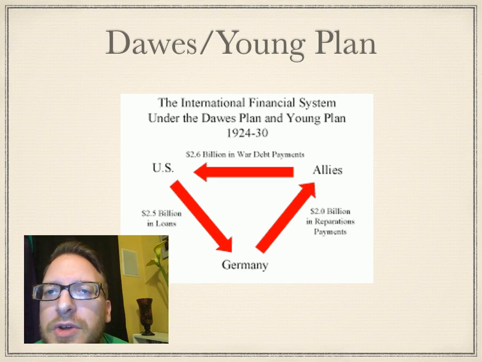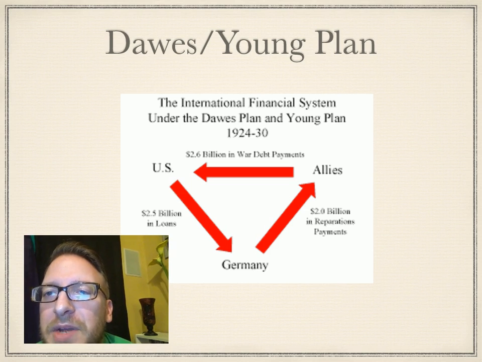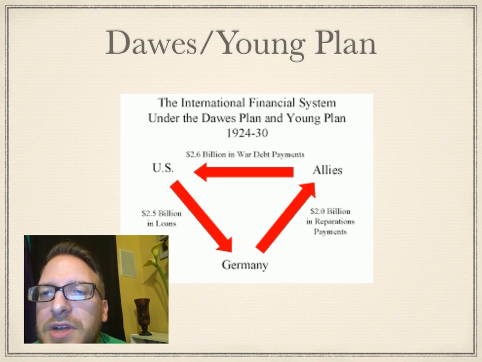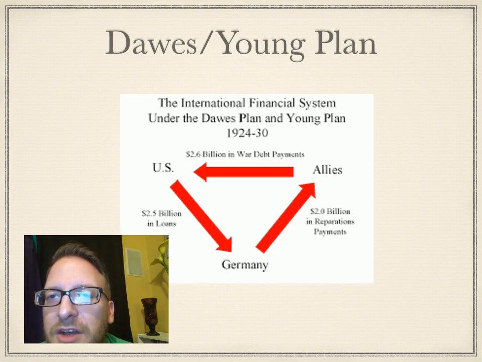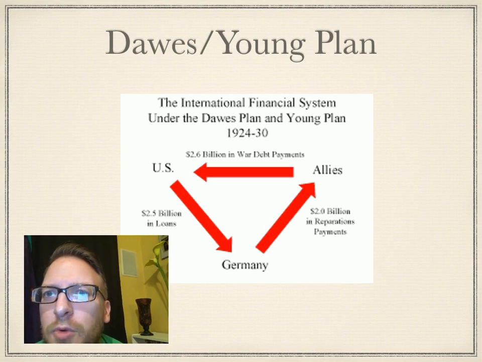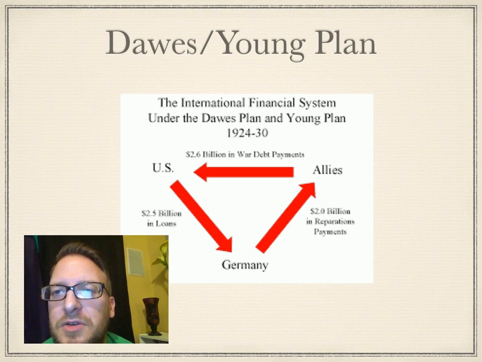Now, two senators, Dawes and Young, actually create a plan to help kind of get this money back. The U.S. is going to loan $2.5 billion to Germany. Germany is going to make $2 billion. They're going to keep that $500 million to kind of rediscover their country, but they're going to make that $2 billion reparation payment to the Allies, and the Allies would then pay us $2.6 billion in war debt payments. Everybody's happy. This is moving great, right?